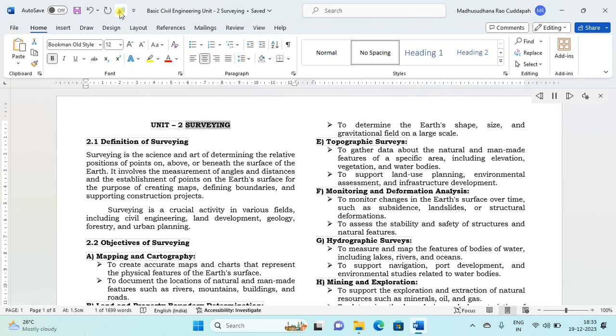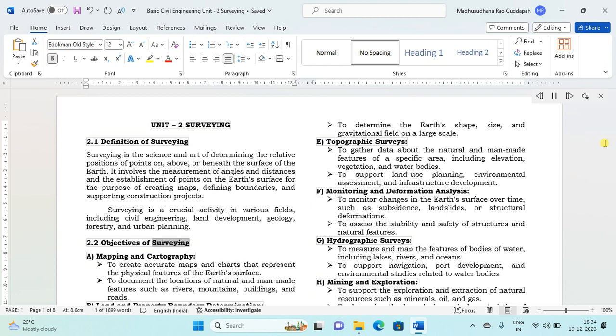Unit 2 Surveying. 2.1 Definition of surveying. Surveying is the science and art of determining the relative positions of points on, above, or beneath the surface of the earth. It involves the measurement of angles and distances and the establishment of points on the earth's surface for the purpose of creating maps, defining boundaries, and supporting construction projects. Surveying is a crucial activity in various fields, including civil engineering, land development, geology, forestry, and urban planning.